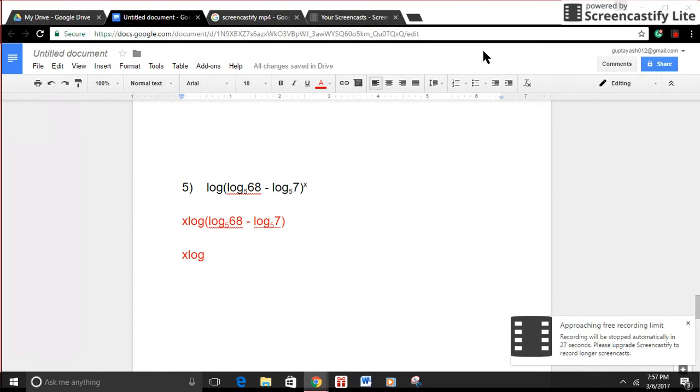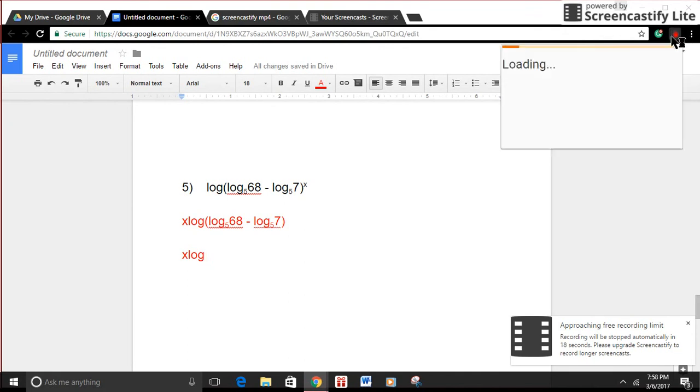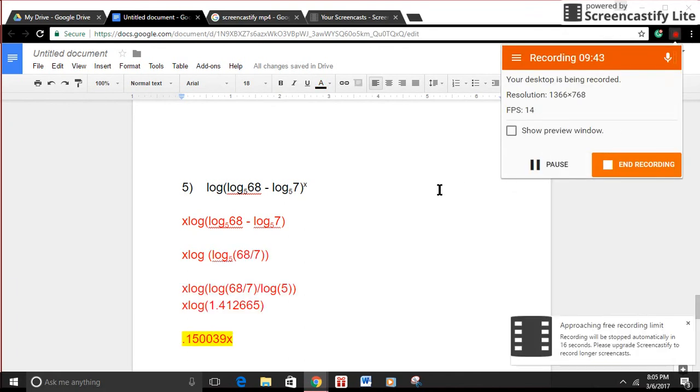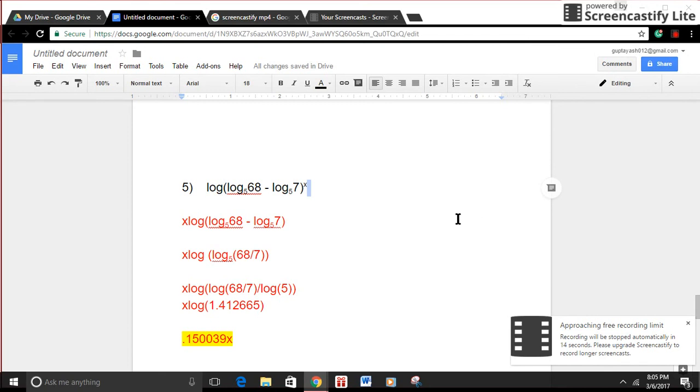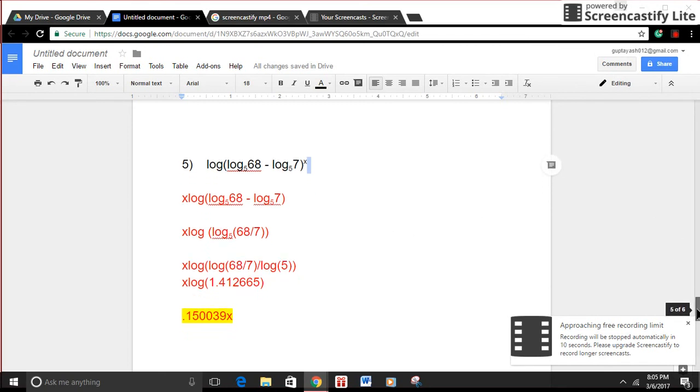Oh, I have 27 seconds left. I was running out of time, actually. I have like 20 seconds left. So I already wrote down the steps for you and the answer, which is about 0.15. I hope you can tell what the steps are for this.